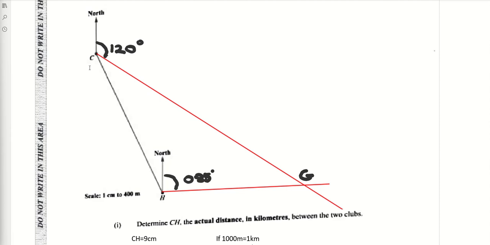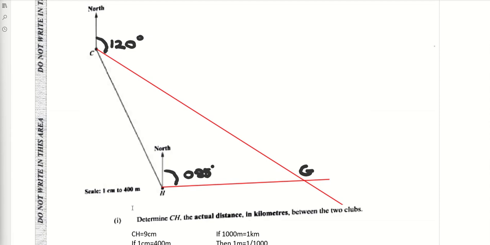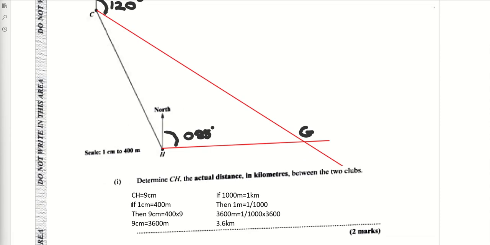So first off, you're going to take your ruler and measure from C to H. When I measured it, I got 9 centimeters. Alright, so you're going to use the if, then, and therefore method. If 1 centimeter is 400 meters, then 9 centimeters would be 9 by 400, which is 3,600 meters. However, they want it in kilometers.